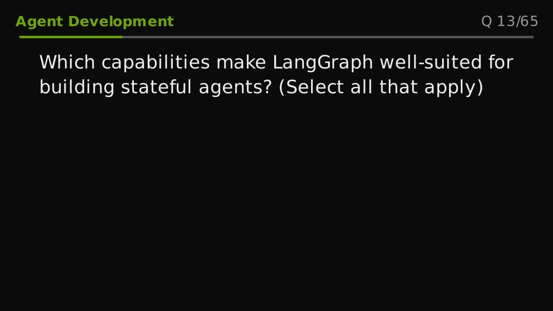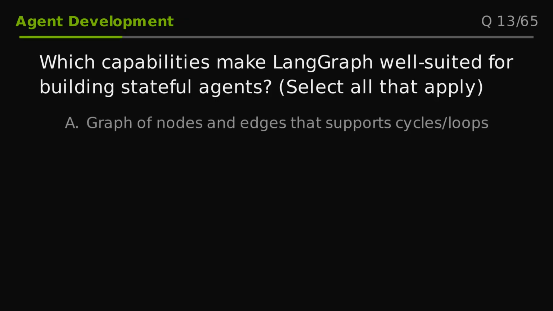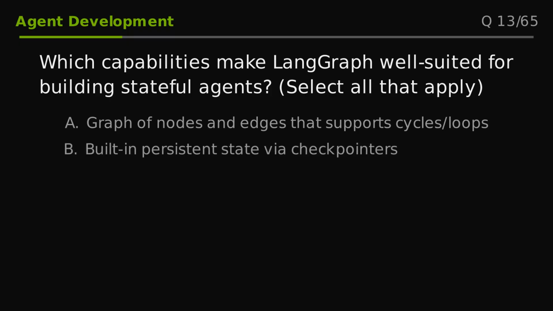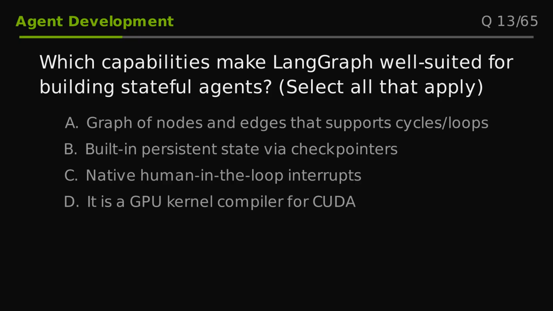Question 13. Which capabilities make LangGraph well suited for building stateful agents? Select all that apply. Action: a graph of nodes and edges that supports cycles or loops. Action: built-in persistent state via checkpointers. Action: native human-in-the-loop interrupts. Action: it is a kernel compiler for CUDA.